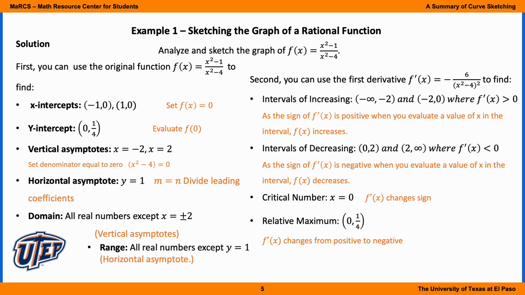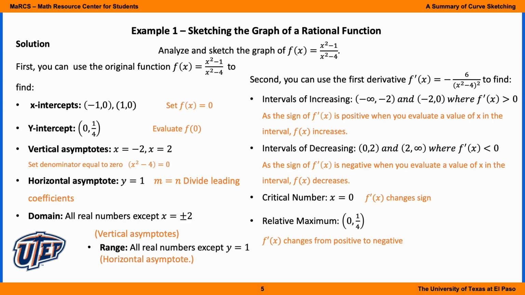Now our domain is all real numbers except x is equal to +2 and -2, so our vertical asymptotes. And we can see because when we plug in +2 into our denominator, we get 2 squared minus 4, and we get 0. So dividing by 0 yields undefined. Now for our range, all real numbers except y is equal to 1, our horizontal asymptote.